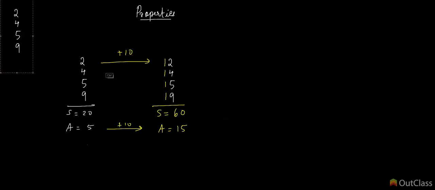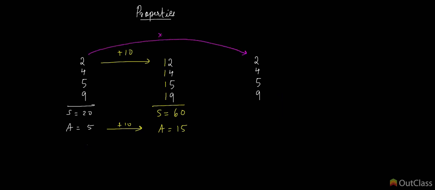Now what happens if you multiply with the same constant? So let's say I'm multiplying each observation with 10. So a 2 becomes a 20, 4 becomes 40, 5 becomes 50, 9 becomes 90. What is the sum? The sum is 200 with 4 observations, so the average is 50. Notice that when the observations are each multiplied by 10, the average also gets multiplied by 10. That's also a property that you can generalize.